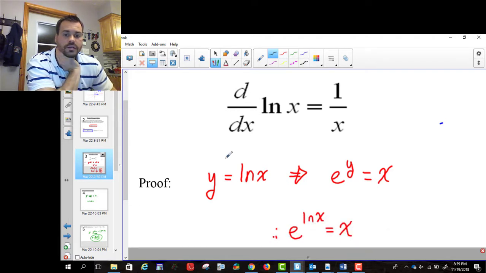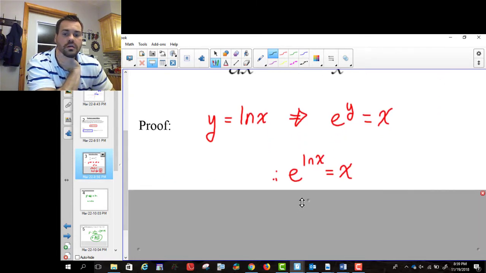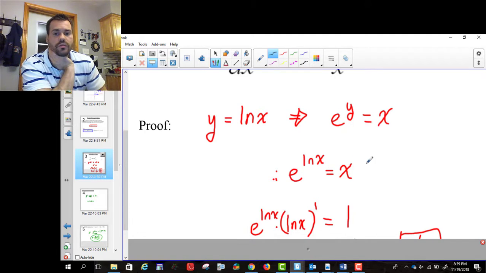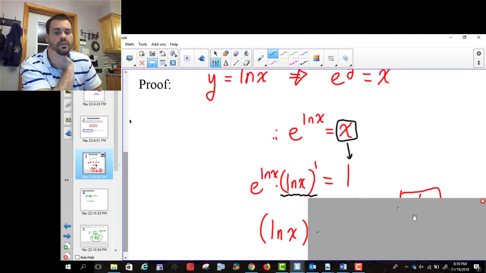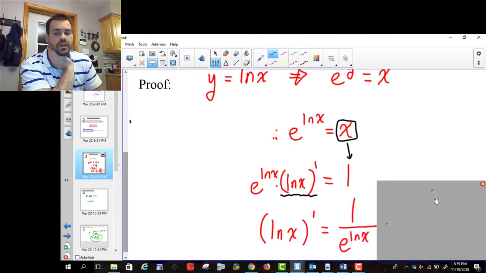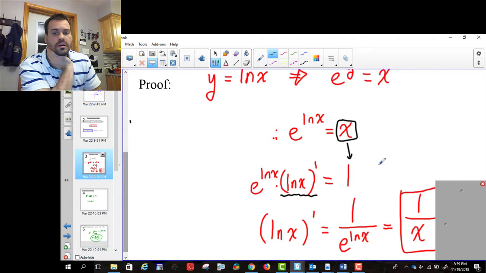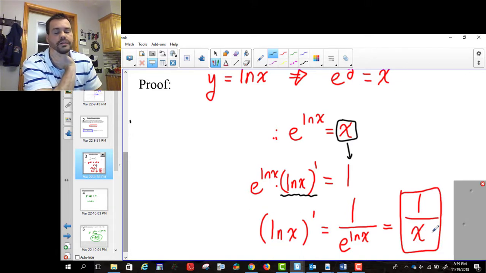So we say e to the ln x is equal to x. You take the derivative. The derivative of x is 1. The derivative of e to the ln x is a chain rule. It's e to the ln x times ln x prime. This is what I want to know. What is ln x prime? So I'm going to solve for it. So ln x prime is 1 over e to the ln x. And you remember from up here, e to the ln x is equal to x. So we replace e to the ln x with x, and that's how we end up with the derivative of ln x being 1 over x.